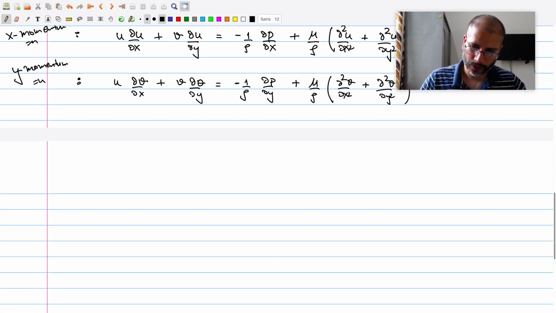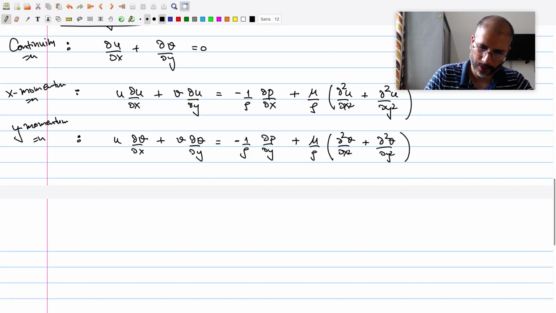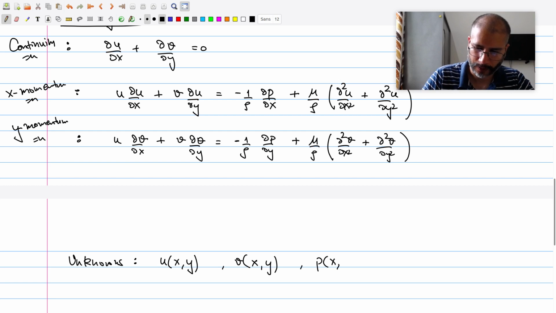And for these equations, it's worth writing what are we solving for. So the unknowns. The unknowns are u, the field v, and the pressure field. All are functions of x and y. Well, to start with, that's the most general sense we can have in terms of the functions u, v, and p.